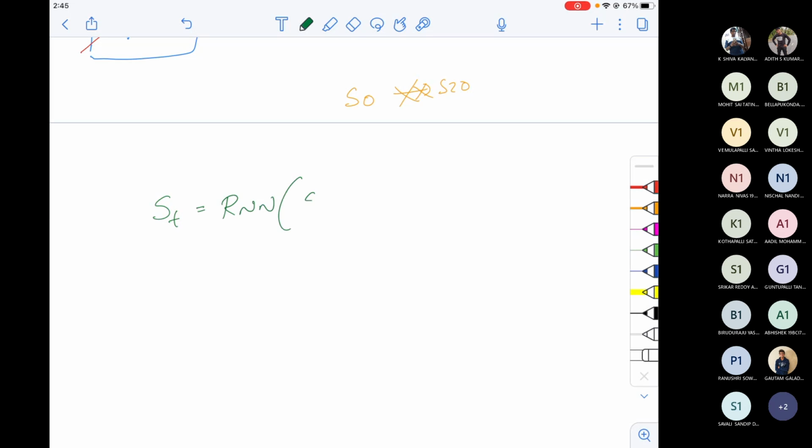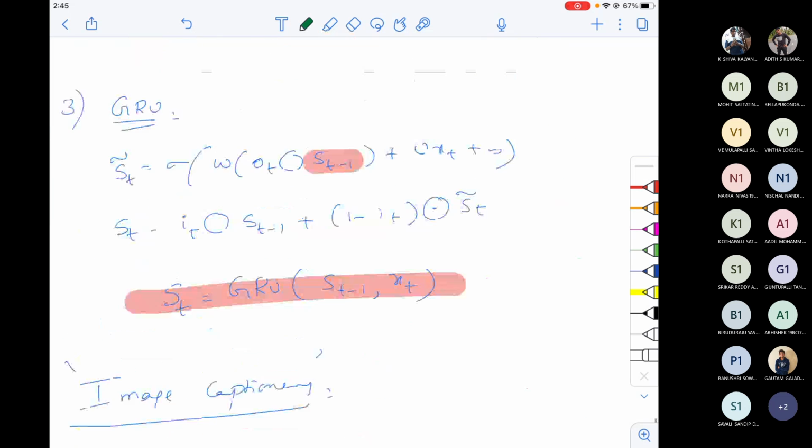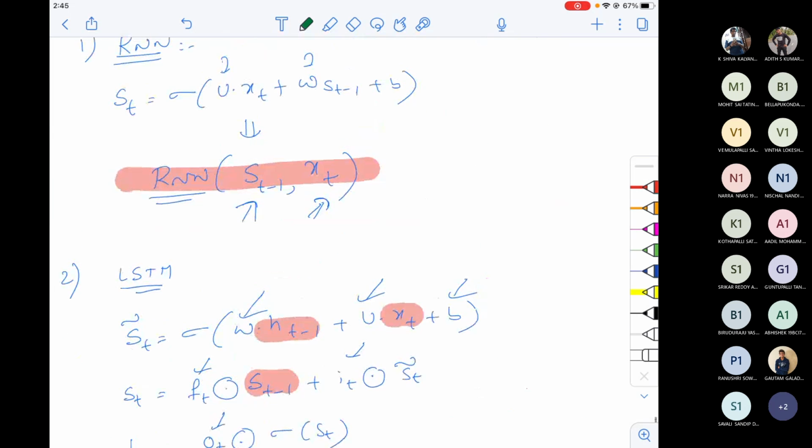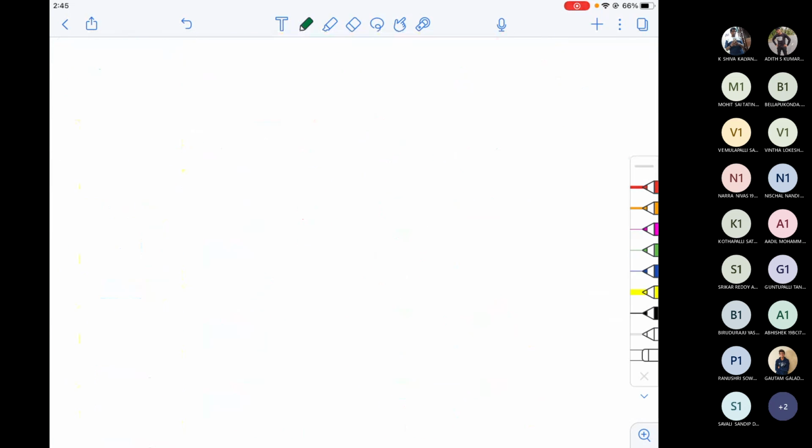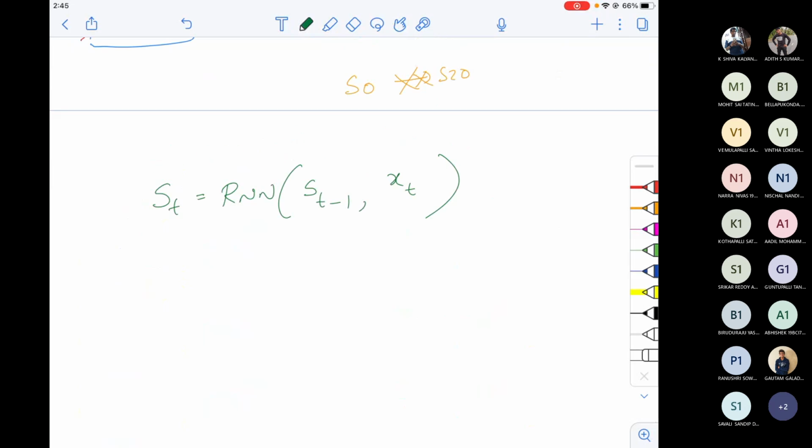An RNN always takes the previous state, that is S_{t-1}, and it also takes the current input X_t. This is the traditional RNN architecture that we have seen earlier. If you see the earlier equations that I've written here, it's S_{t-1} and X_t. Now, in our case, we need to extend this equation along with S_{t-1} and X_t.